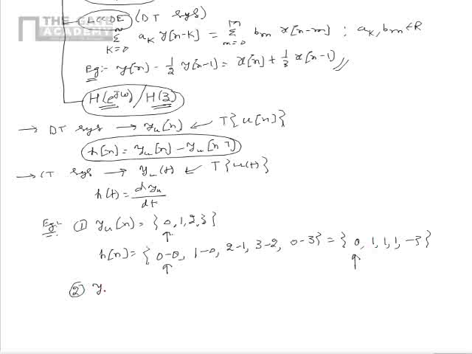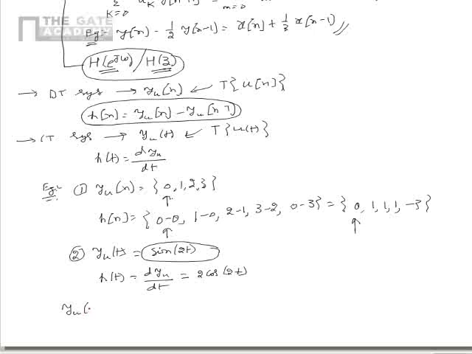Similarly, if the unit step response of a continuous time LTI system is given as yu of t is equal to sine of 2t, in this case the impulse response is given as h of t is equal to dyu by dt. This is equal to 2 cos 2t, which is the derivative of sine 2t. From this, we see that given the unit step response of a continuous time or discrete time system, its impulse response, that is h of n or h of t, can be obtained uniquely.